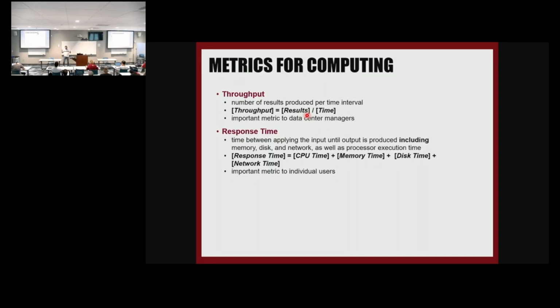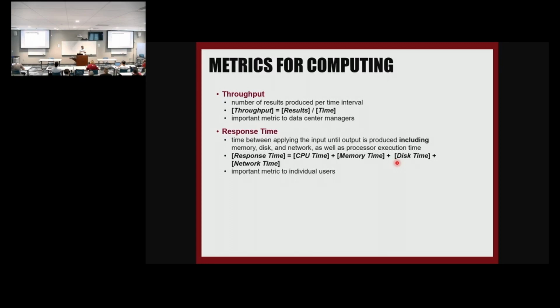But this entire time is not spent on actual audio processing. Some time we spend on the network, for example. As you can see here, we can have the network time, memory time, disk time, and the CPU time. So response time is usually longer, and we just care about the time between when we apply the input and when we get the output.